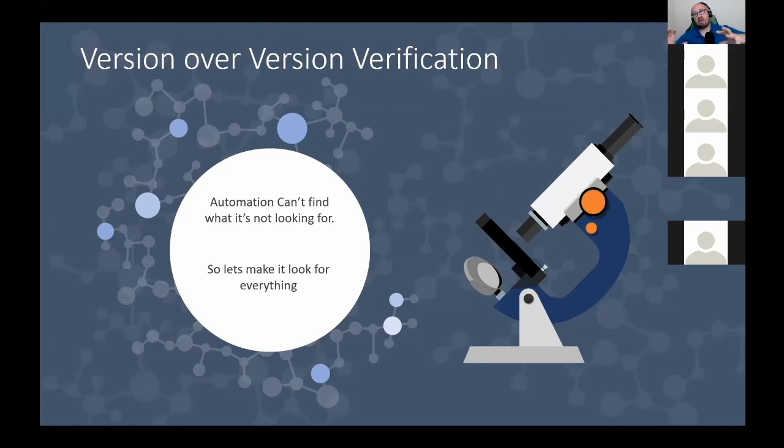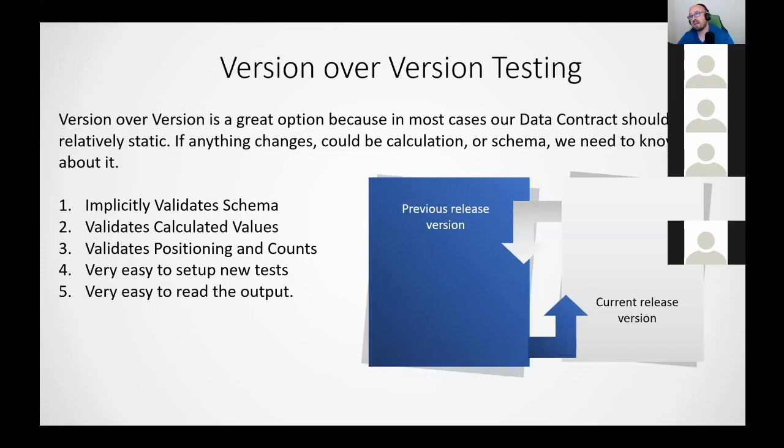One of the things, as I mentioned before, and this is my mantra of all things automation, is that automation can't find what it's not looking for. So let's make it look for everything. Maybe we want to know everything that has changed between versions. What I call version over version verification, or a data comparison verification of the entire object. So what is version over version? Well, it's a great option because in most of our cases, our data contract should be relatively static. If anything changes, maybe a calculation or schema, we need to know about it one way or the other.